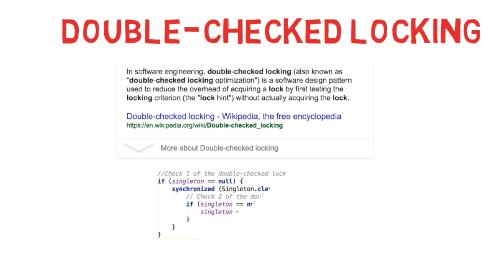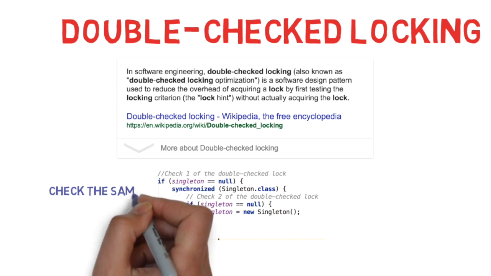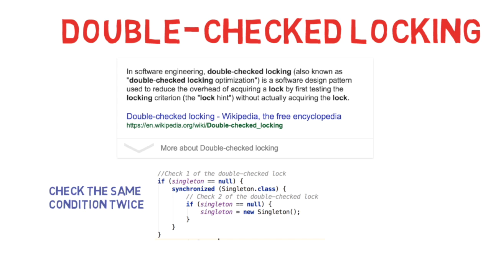Let's take a look at how code looks when we use double-checked locking. Look at how getInstance looks right here on screen in front of you. We have two checks for if singleton equals null. This singleton equals null is basically the locking criterion or the lock hint, which is first tested outside the synchronized code. Only if singleton is null will we enter the first if block. Then we synchronize the entire portion of code after that. And then we check for singleton equals null again.